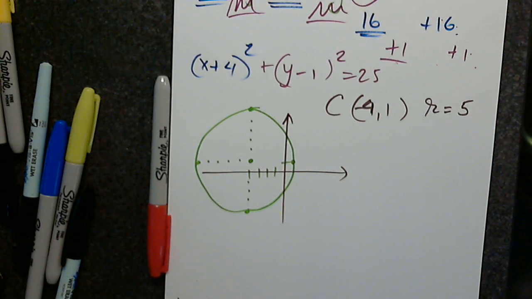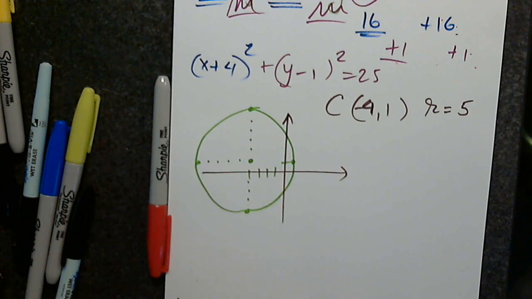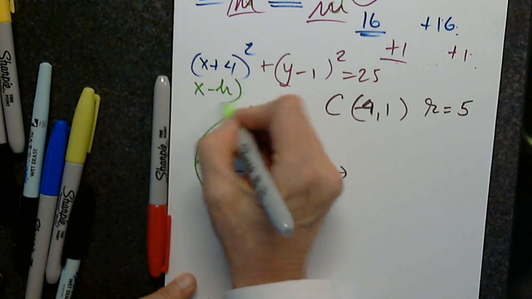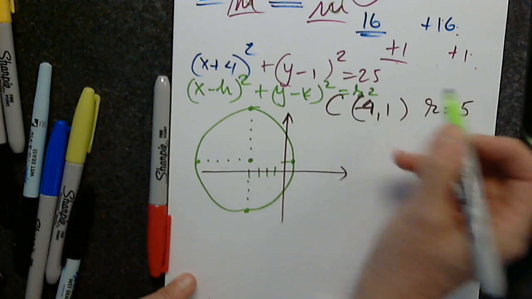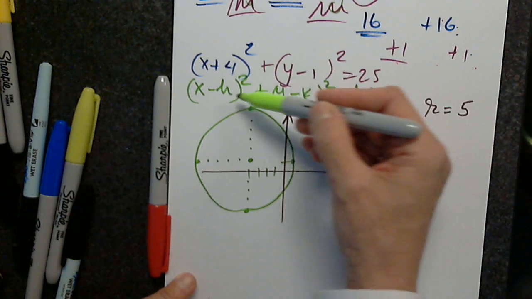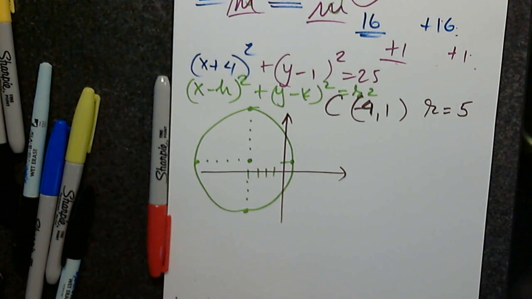How do you get -4 and 1? Because remember, it's x minus h. So I compare to x minus h squared plus y minus k squared equals r squared. So k must be 1, but h must be -4, because of the negative. Okay. Better? Very good.